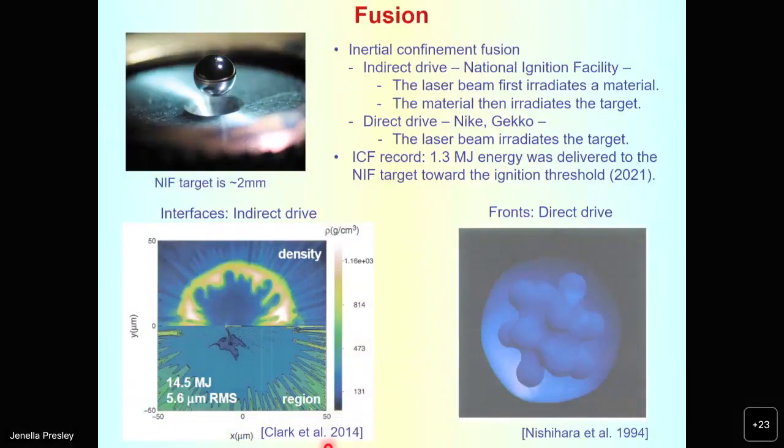Now, for fusion, I probably would not need to discuss a lot here, because essentially we might have a situation when we have fronts, which would be a direct drive situation. And in the United States, these are usually the Nike laser or the Gekko laser, when the laser beam irradiates the targets directly. Whereas we might have also indirect drive, which is implemented in the National Ignition Facility. And we actually see the great successes that have recently been achieved. And I very much hope, everyone I think hopes, that there will be continuous progress, and wishes the best success to the colleagues.